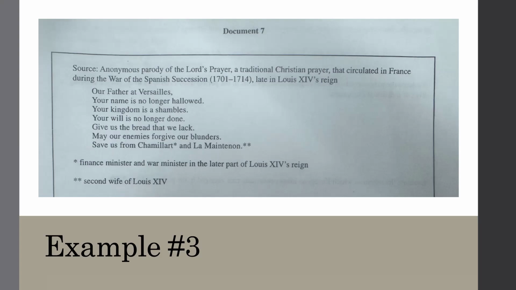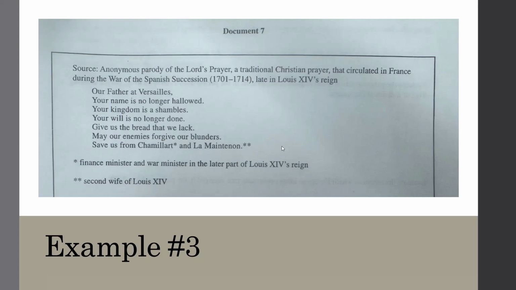I'm sorry. Every time I read this, it gets funnier. It gives you a little asterisk to show who's who. Chamillart is the finance minister and war minister in the later part of Louis XIV's reign, and Maintenon is the second wife of Louis XIV.